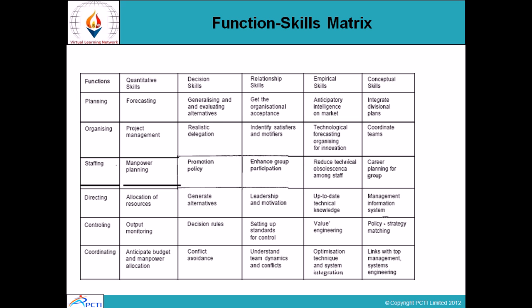So, for all these different functions, we require different skill sets to perform different sorts of work. Like in directing, we require leadership and motivation skills to maintain the relationship. Similarly, for controlling, decision rules and decision skills must be there, and for coordinating functions, conflict avoidance is the only decision, right?